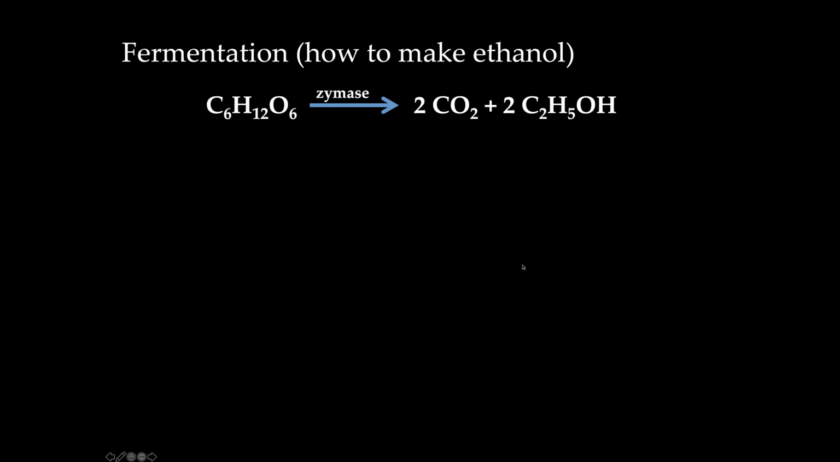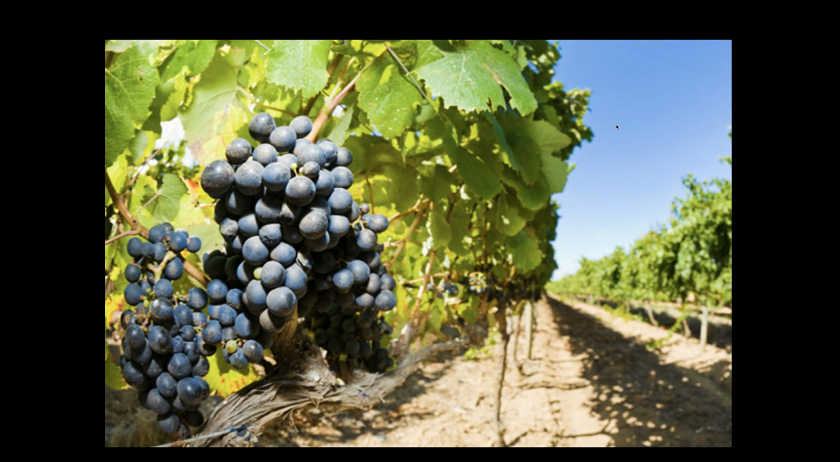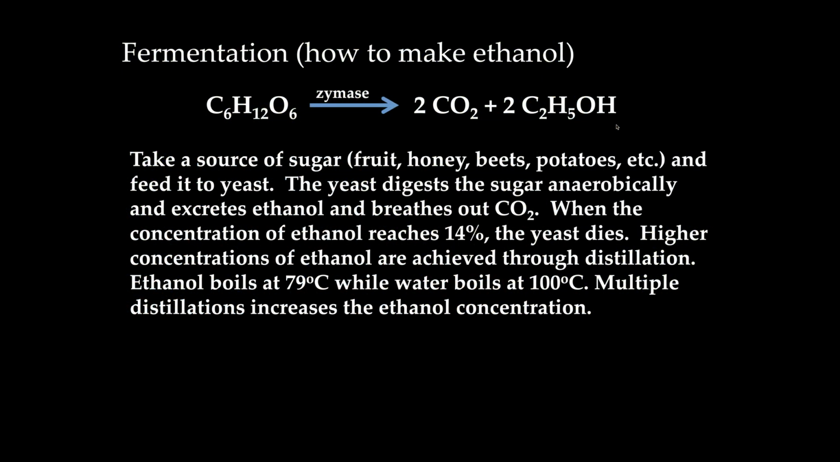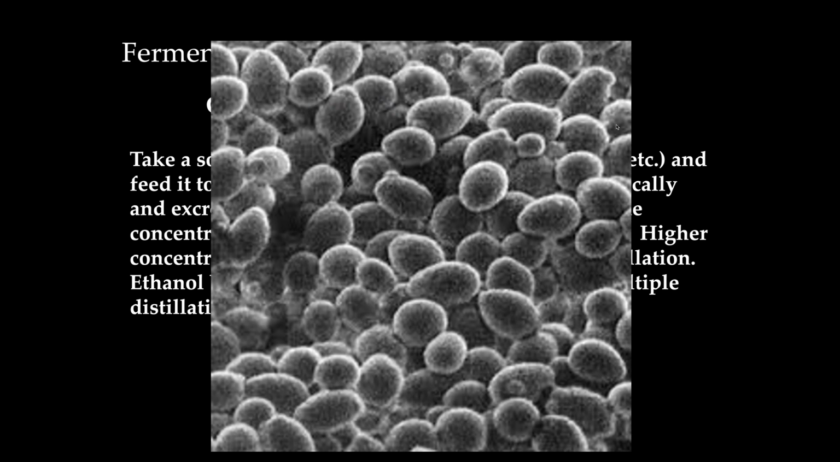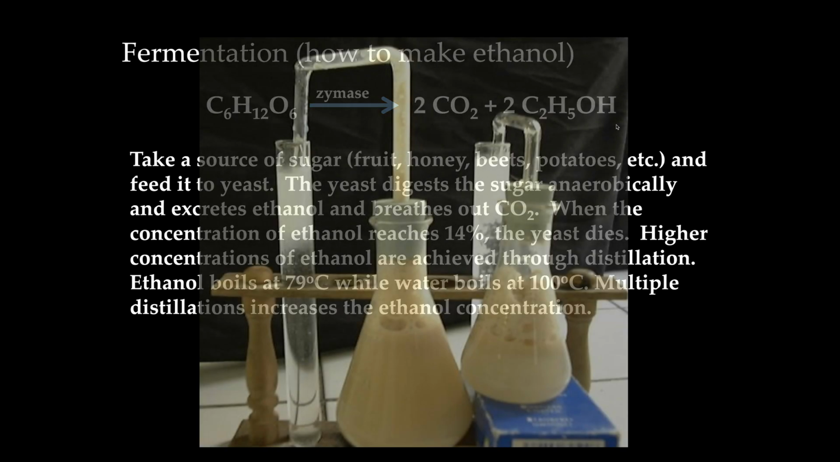When yeast digests sugar, notice it's not C6H12O6 plus O2. It's not respiration. It's fermentation. And alcohol is a byproduct of this fermentation. So we take a source of sugar, fruit, honey, beets, potatoes, any source of sugar, and feed it to yeast. And these are little yeast critters. The yeast digests the sugar anaerobically and excretes ethanol and breathes out CO2.